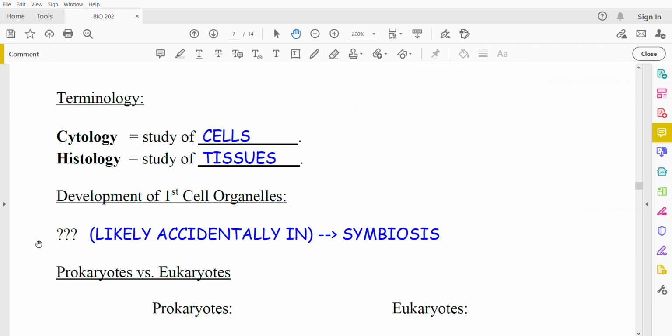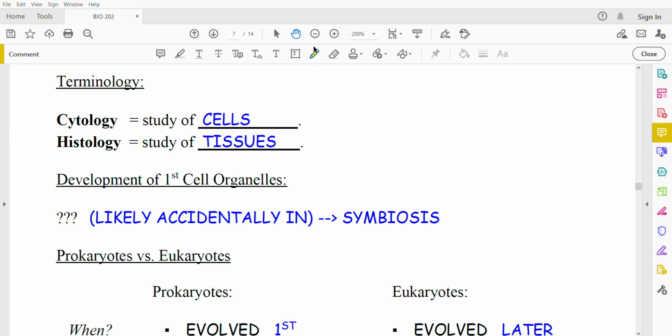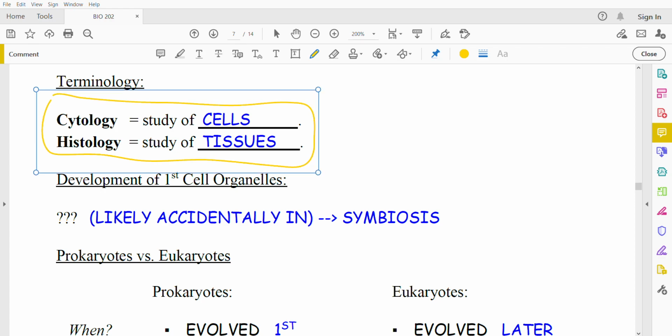What else? Well, there's some basic terminology that I wanted to mention and I want you to be familiar with. When we're studying cells, we talk about cytology. When we talk about the study of tissues, that's histology. So just so you know what we're studying. We also discussed a little bit about the development of the first cell organelles. That's a question that students every now and then ask me.